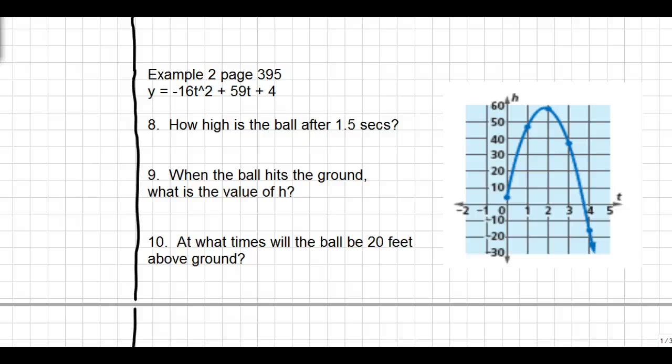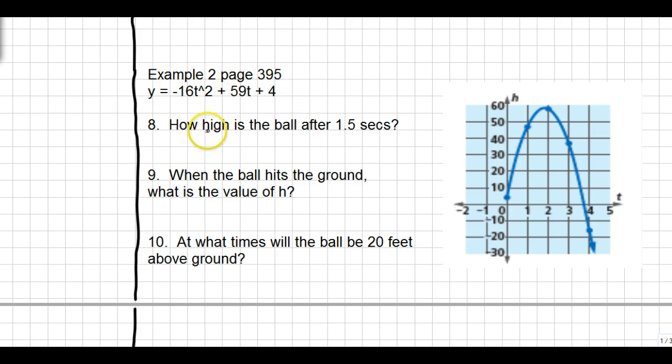So let's take a look at example 2 from the book. It refers to an object that has this equation that matches with it. And then they ask us these questions from the homework, questions 8, 9, and 10. How high is the ball after 1.5 seconds? They've also provided a graph that would match with this particular equation.